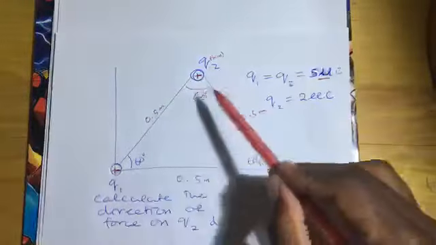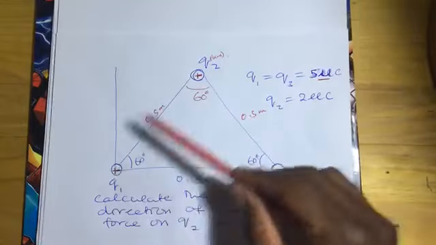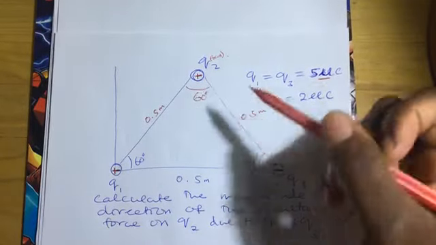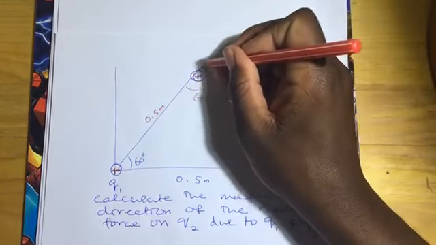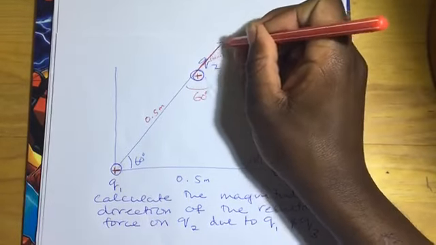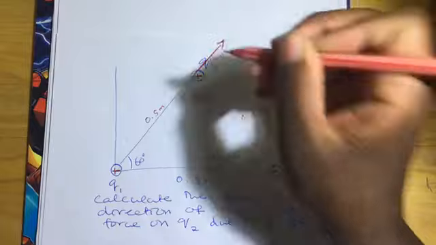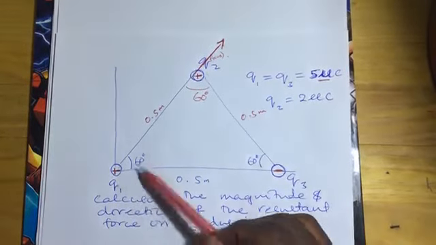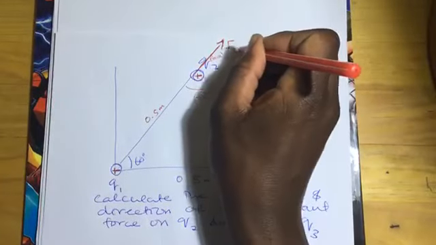So here, between Q2 and Q1, these are similar charges. So the force is going to be a repulsive force. So this force will be along the same line in this direction, like this. And because this force is due to charge 1 and charge 2, I am going to call this force F12.